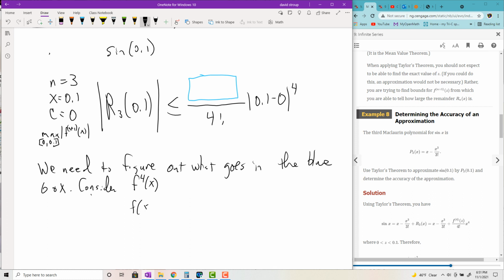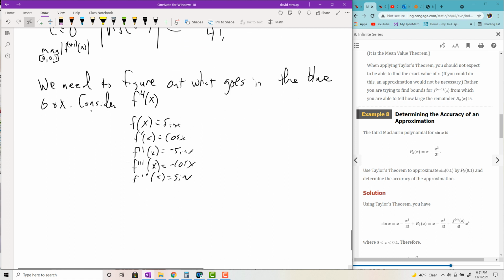But anyways, f of x is sine. F prime of x is cosine. F double prime of x is negative sine. F triple prime of x is negative cosine. And then, of course, we're back. F4 of x is back to sine of x. So we're figuring out the maximum of the absolute value of that function.